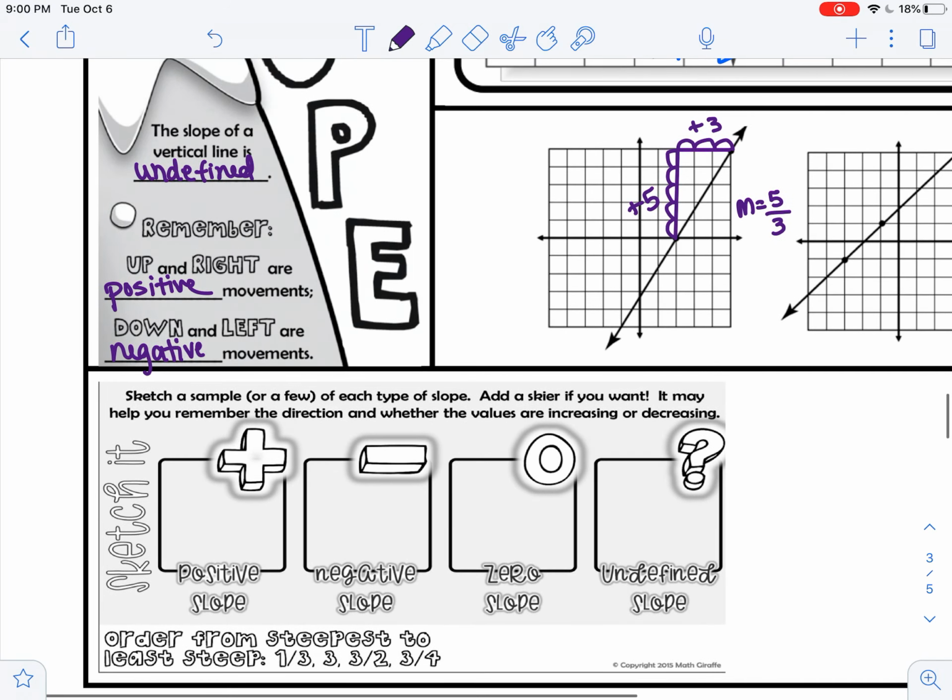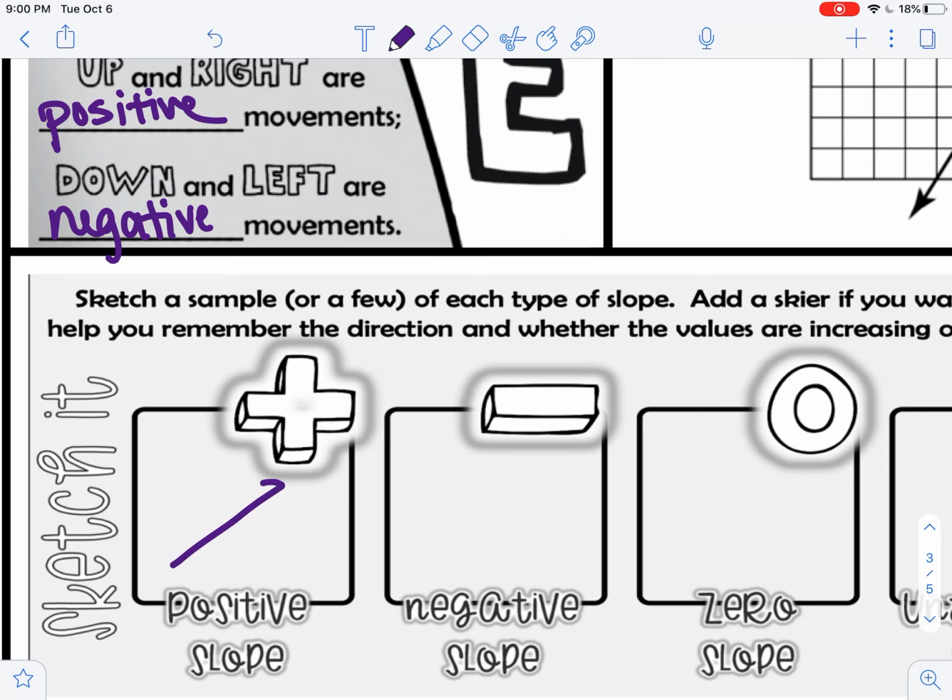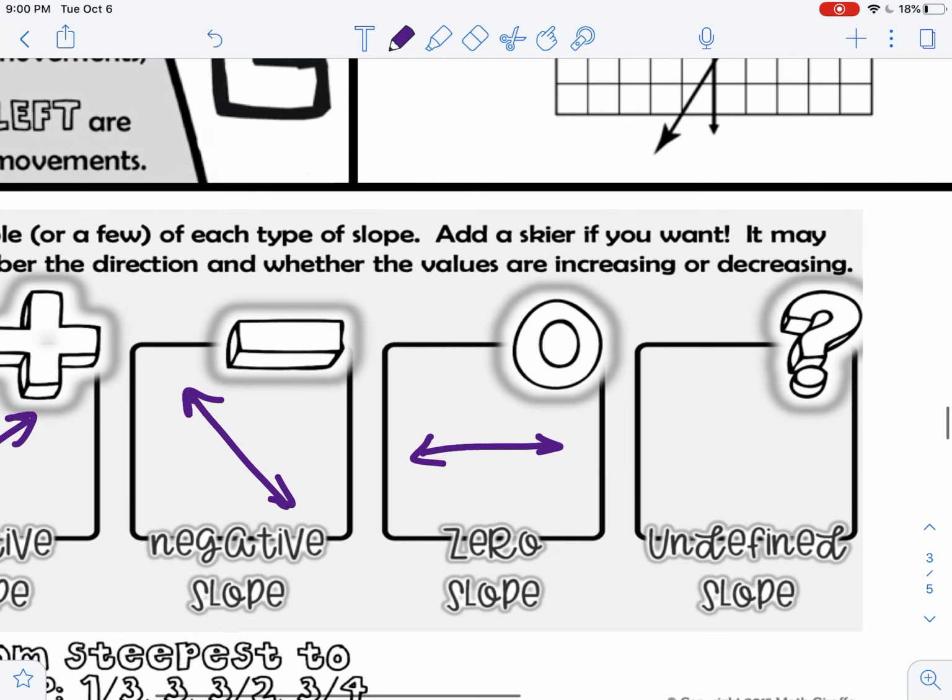Okay. We have our different types of slopes that you can see over here. So we got our positive slope over here. It's going to look like this. You have your negative slopes. They're going to look like this. You have your 0 slopes like this. And then you're going to have your undefined slopes that look like this.